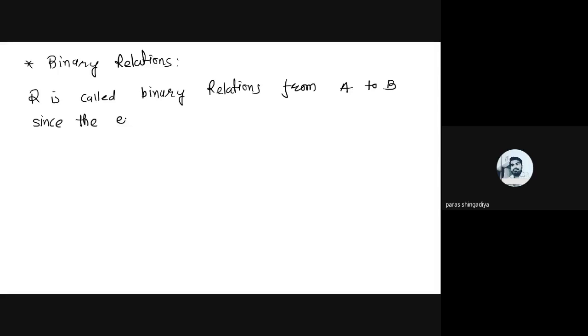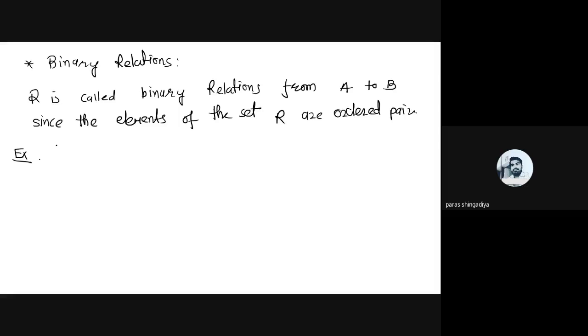since the elements of the set R are ordered pairs. So R is called a binary relation from A to B if the elements of the set R are ordered pairs. Okay, so that is the binary relation definition. Now let us consider one or two examples related to this. We'll take the Cartesian product first, and after that we'll identify some relations.